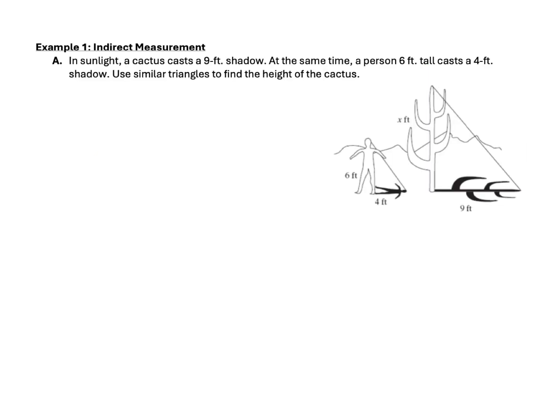One way that we can measure objects indirectly is to compare shadows. A shadow of an object is going to be proportional to the object's height. So in sunlight, a cactus casts a shadow that's 9 feet. And you can see in my picture, the 9-foot shadow, the shadow always goes on the ground. So that's the shadow of the cactus. At the same time, a person 6 feet tall casts a 4-foot shadow. Use similar triangles to find the height of the cactus.